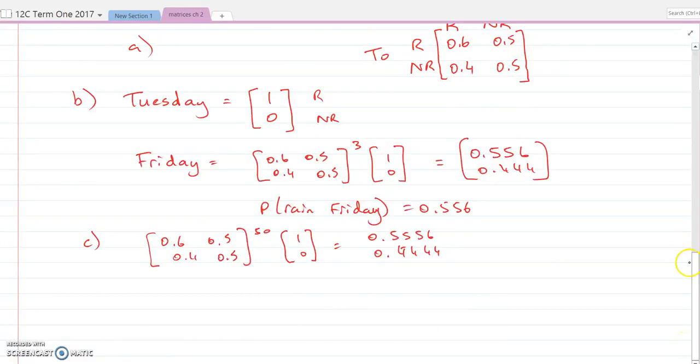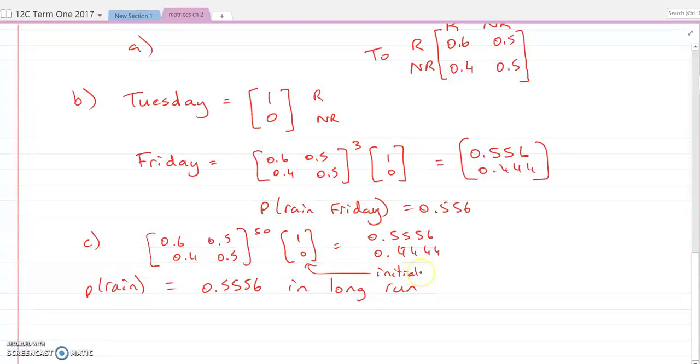So the probability of raining in the long run, we've got 0.5556 probability of rain, because that's the long run. And just to note, it didn't actually matter what we put for our initial state here. We could have put 0, 1. Okay, because in the long run, it doesn't matter what you start, everything is going to level out.